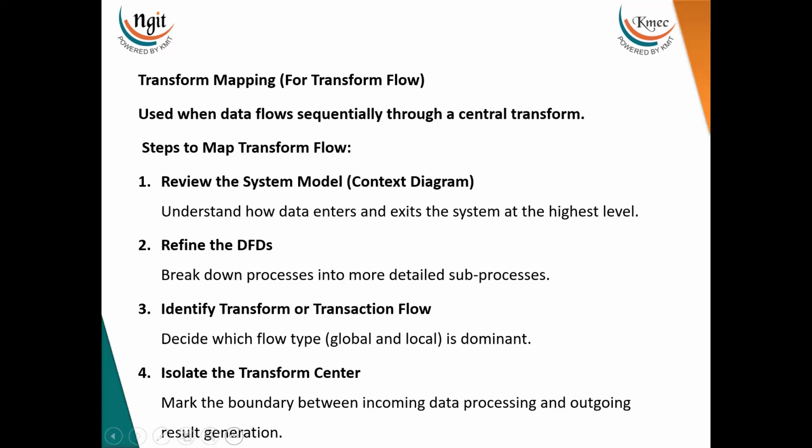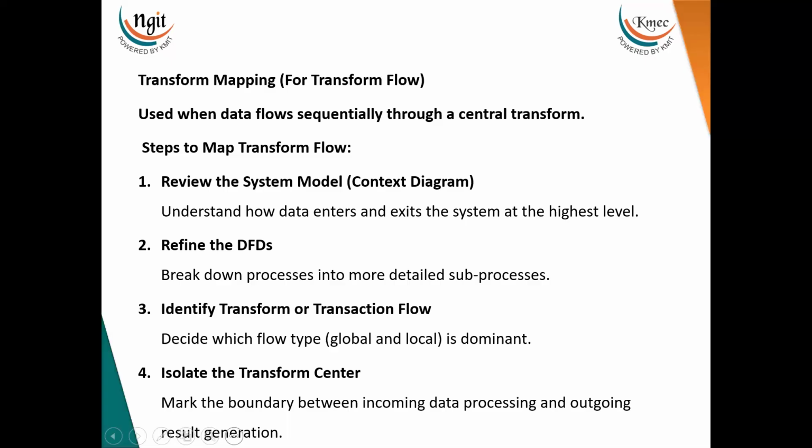So then what are the steps? First one, review the system model. That means we review the context diagram. So we understand how data enters and exits the system at the highest level. Second point is refine the DFDs. That is, we break down the processes into more detailed sub processes. That is how we refine the data flow diagrams. Next, third step is to identify transform or transaction flow. So decide which flow type is dominant. Okay.